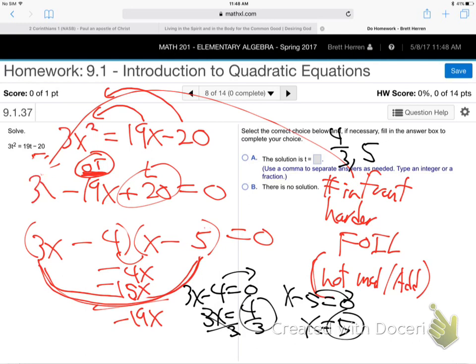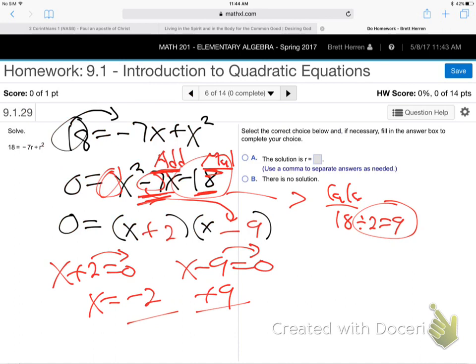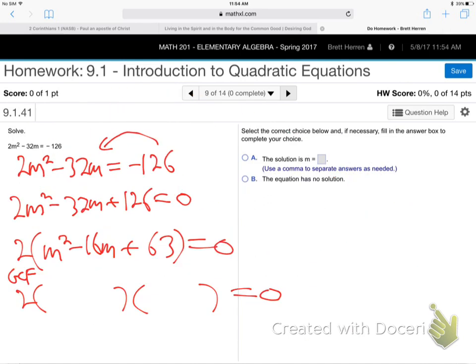Look at this last one we just did. 3, 19, and 20. They don't have anything in common, right? 3 doesn't go into all of them, or 2 into all of them, right? Look at the one before it. There's not even a number in front of the x squared. So they don't have anything in common. It's only when they have something in common, like 2, 32, and 126, where 2 goes into all of them. So if there's something in common, we do that.